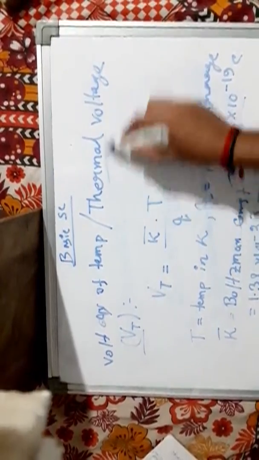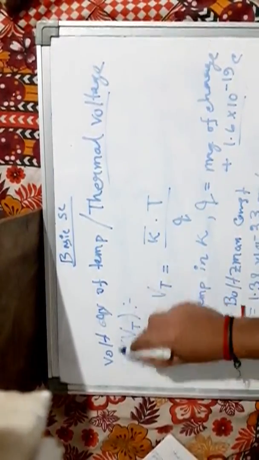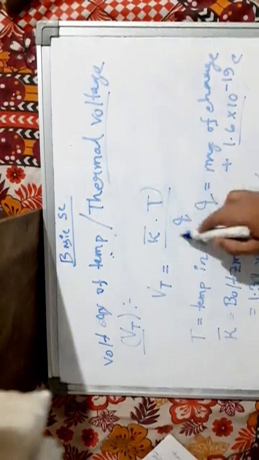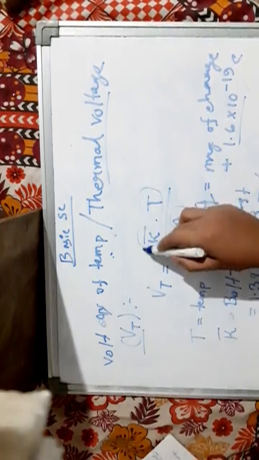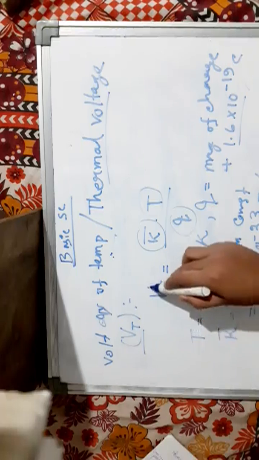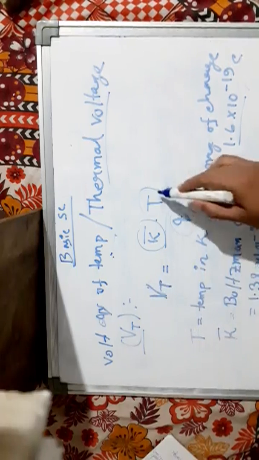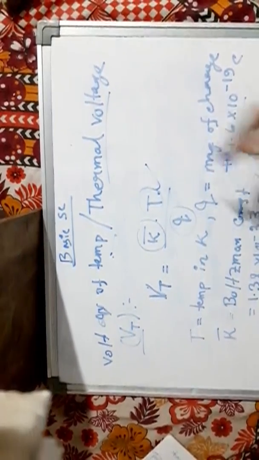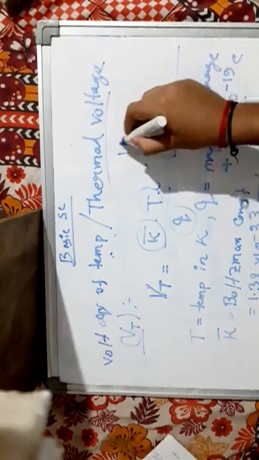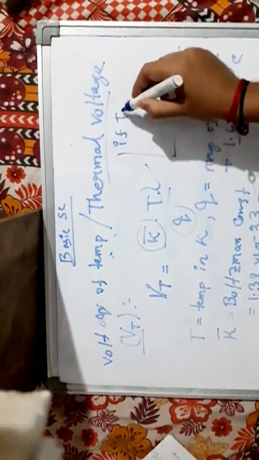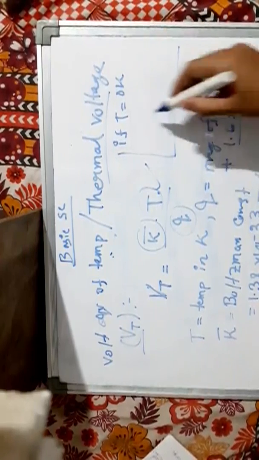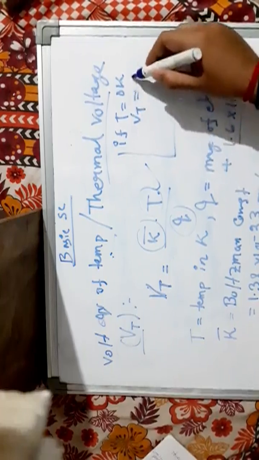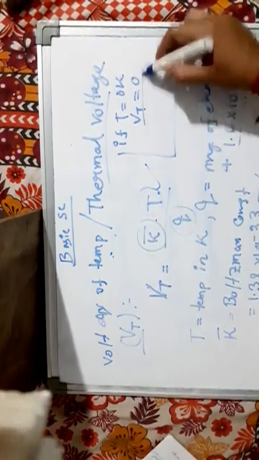So what is thermal voltage? Thermal voltage equals the volt equivalent of temperature. If you put in the temperature, the value of charge and the Boltzmann constant, then you can get the equivalent voltage corresponding to the temperature. So if we calculate, suppose T equals 0 Kelvin, obviously V_T becomes multiplied by 0, so V_T becomes 0.